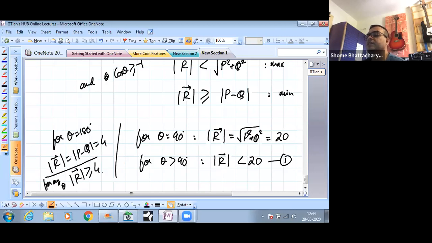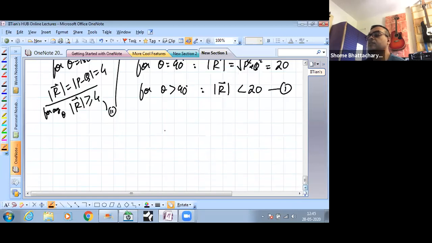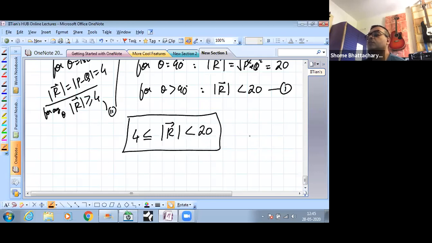So this is my second statement. Combine the two now and you'll understand that the resultant sum of P and Q has this kind of range. It cannot be 20, it has to be less than 20, but it can be up to 4, not less than 4. So this is the range of values possible now. Why is this the case?